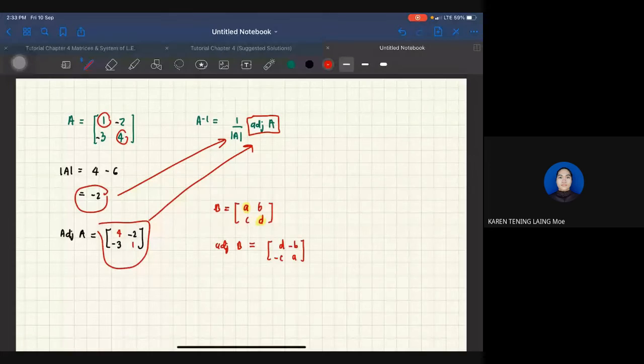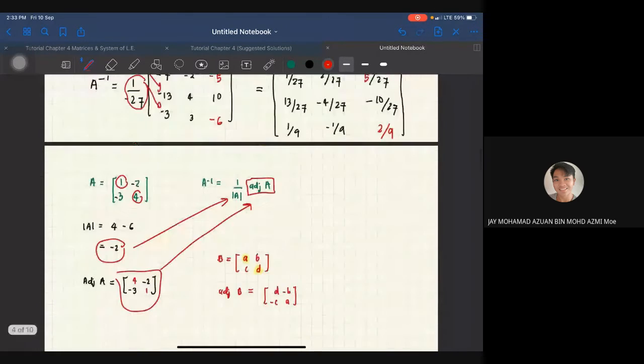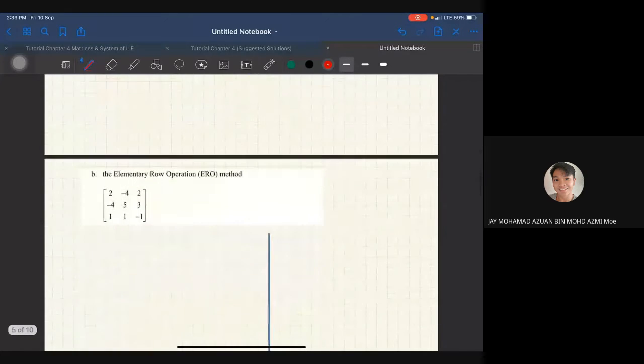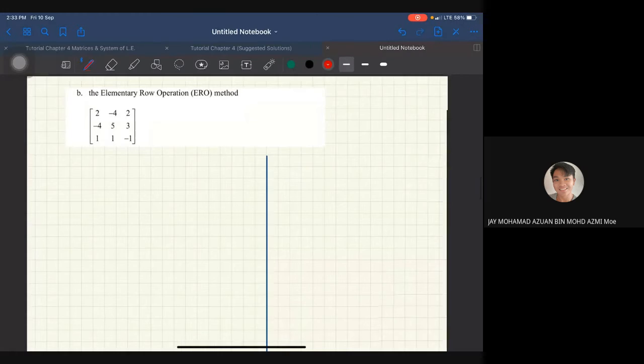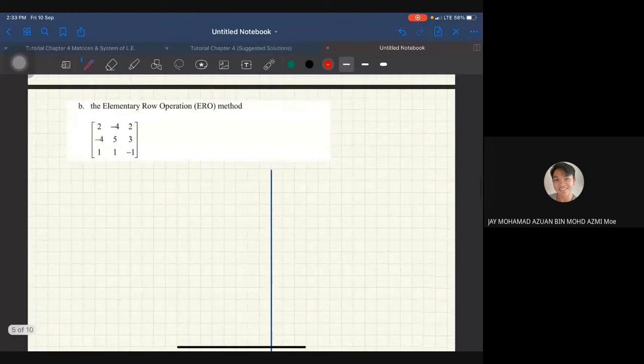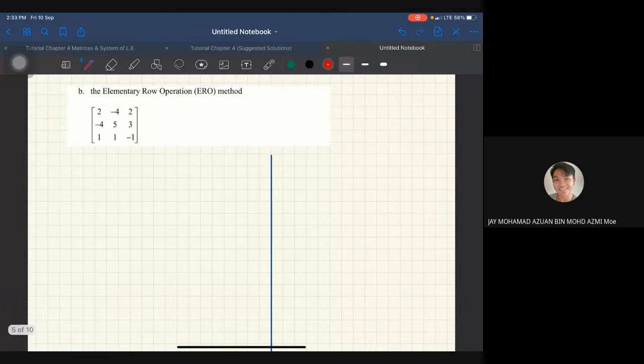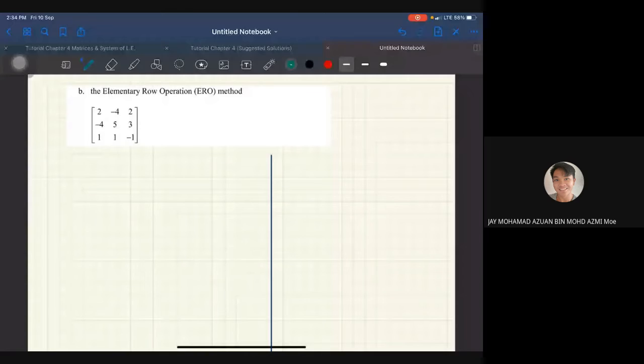Okay, the moment we've all been waiting for has arrived. We need to use the elementary row operation method to find A inverse for this question. As we recapped earlier about the ERO method, the way to write it is we put the matrix on the left side, so we have A on the left and the identity matrix on the right. We want to turn it into identity on the left and the inverse on the right.